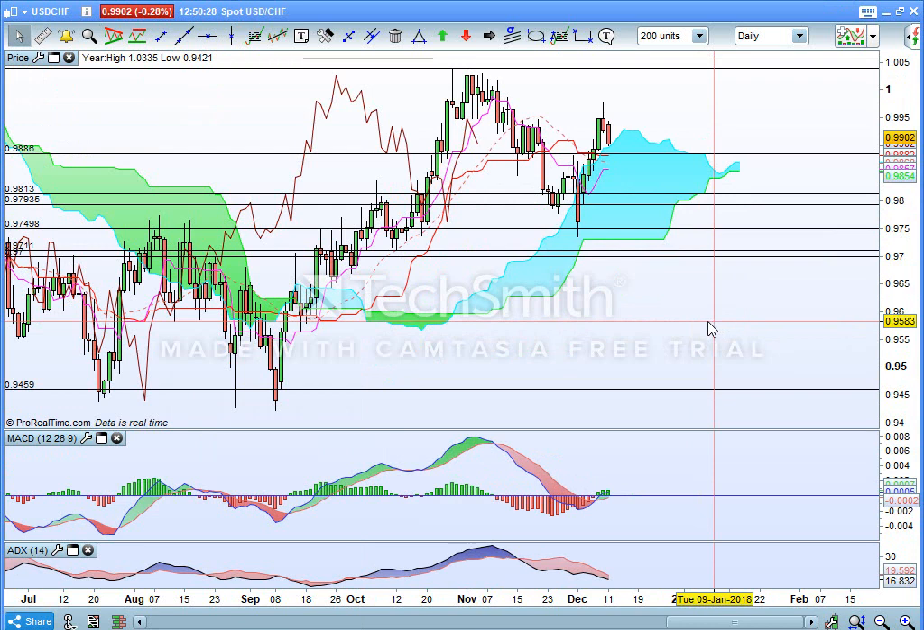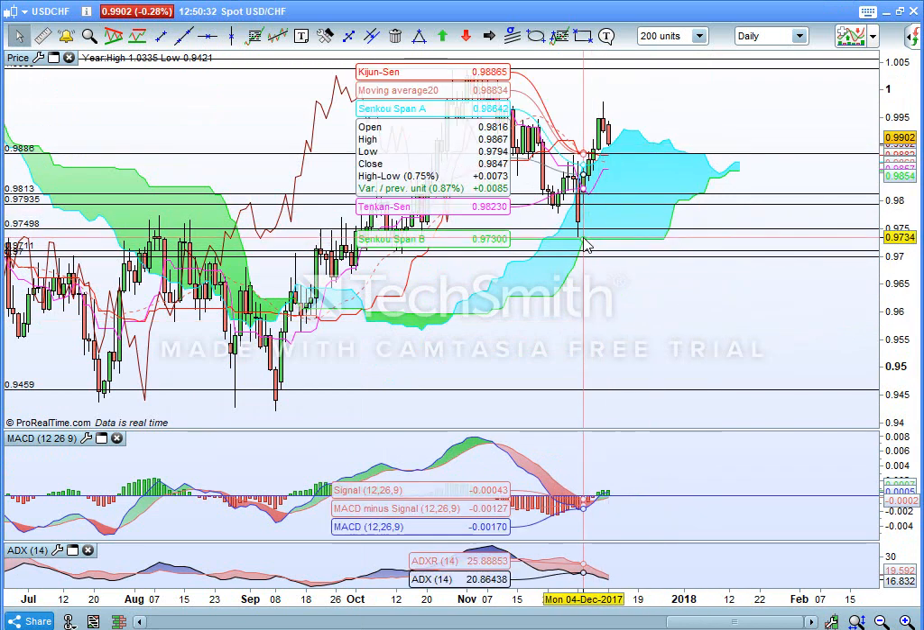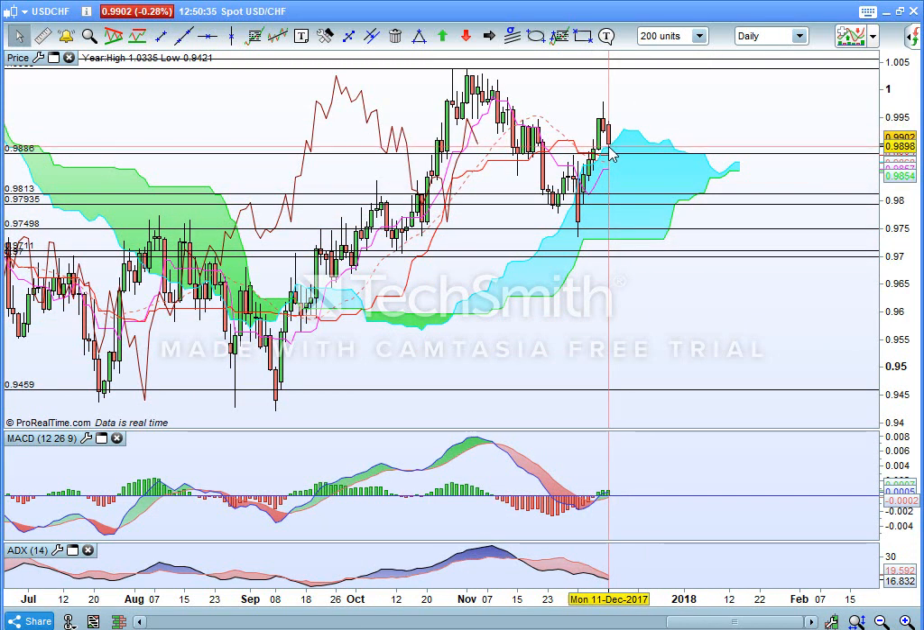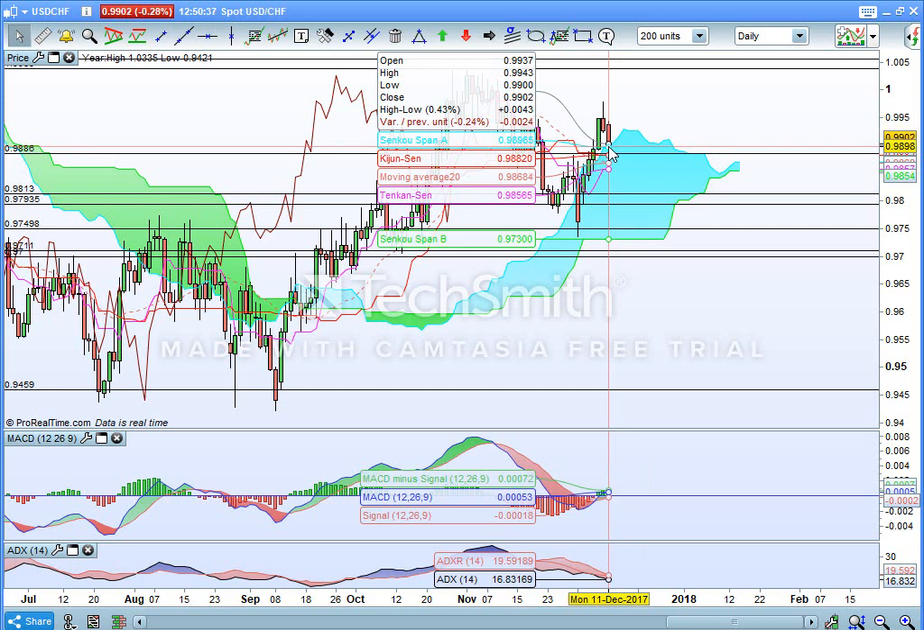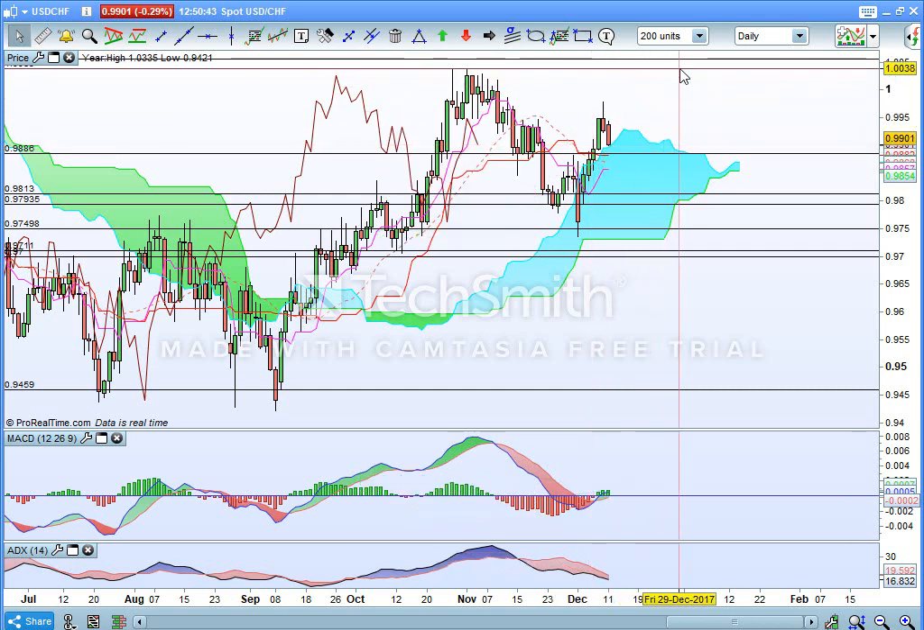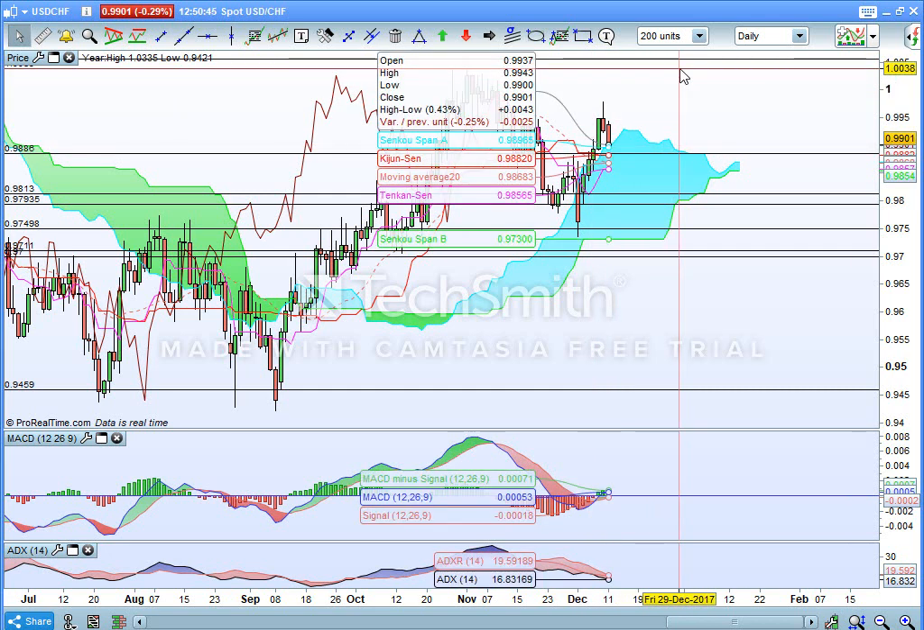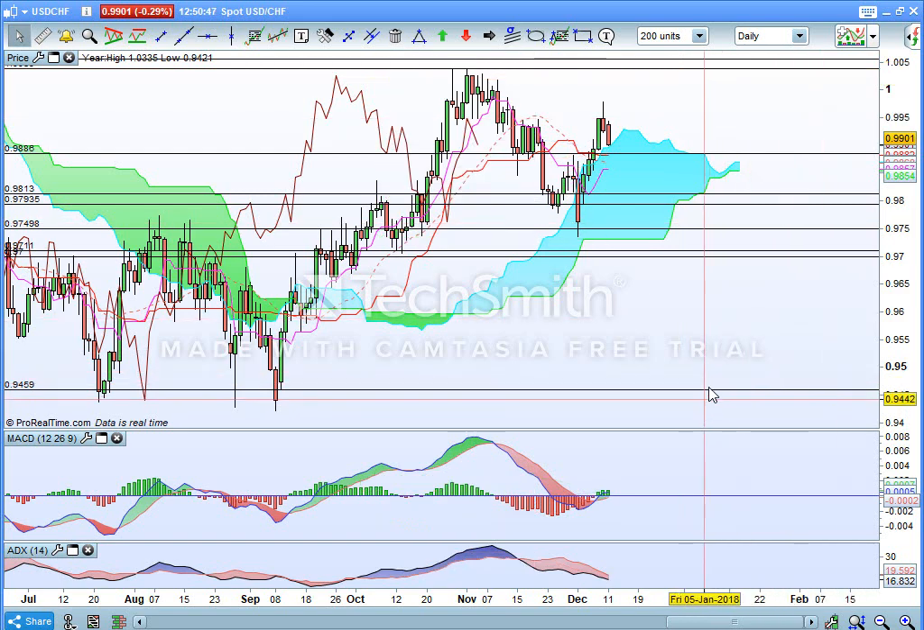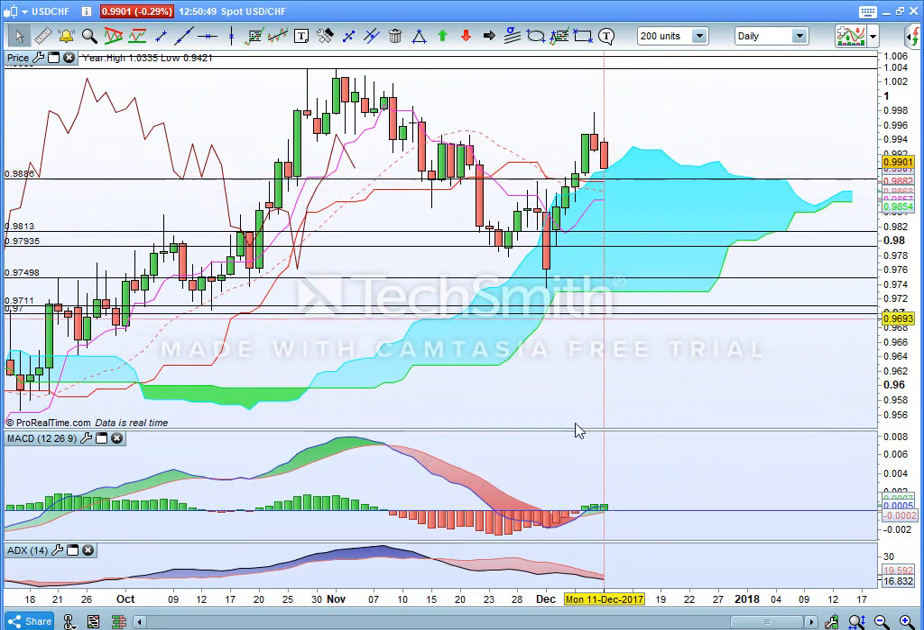US dollar Swiss franc also found support at the bottom in the cloud here. Rallied now, fighting for support once again at the top end of the cloud here, so that could be a significant swing trade position here. 98.98 support buy there with targets of 1.0038 as the next key resistance zone. So watching very close to see if we're going to get that rebound at the top end of the cloud here.